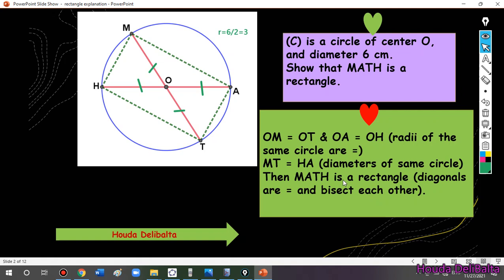In the coming videos, we are going to talk about proving a rectangle using right angles, using the sides, a pair of opposite sides, or the opposite sides.